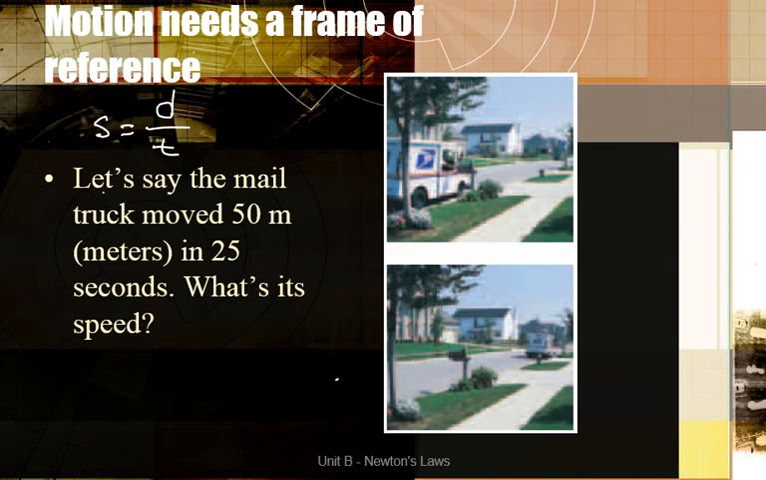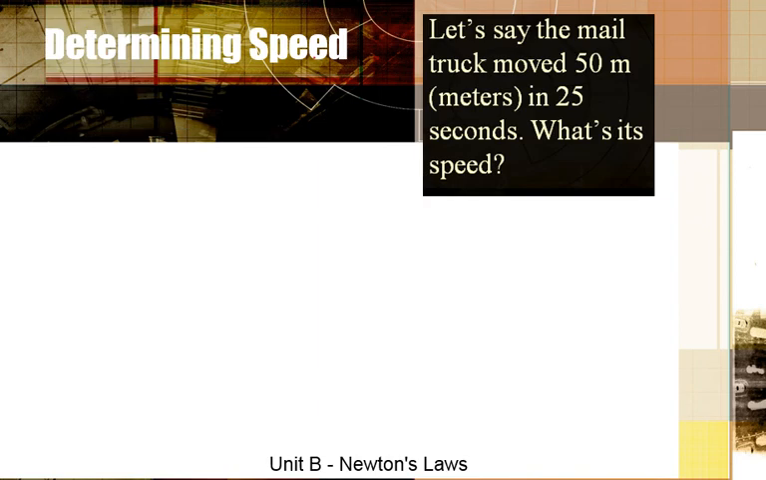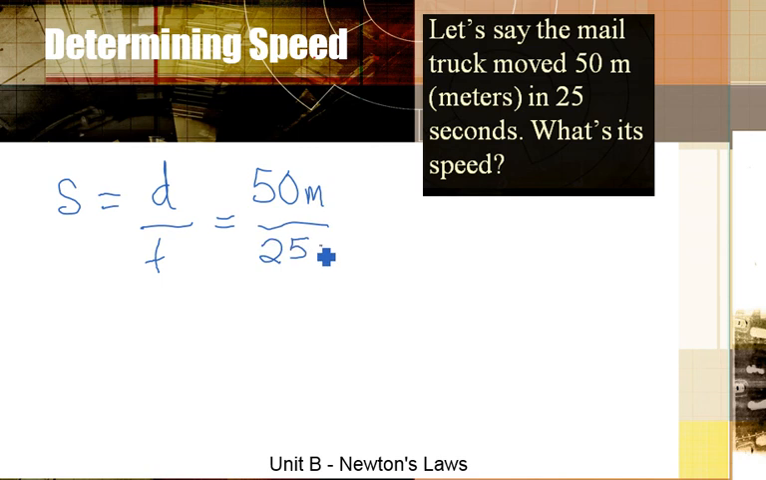So let's look at the mail truck example. Let's say the mail truck moved a distance of 50 meters in 25 seconds. We want to know what is its speed. The first thing you want to do is identify the equation that you're going to use. We know that speed, or S, is equal to the distance divided by the time. The distance is going to be written in the numerator, 50 meters. And the time it took to move those 50 meters, 25 seconds, is in the denominator.